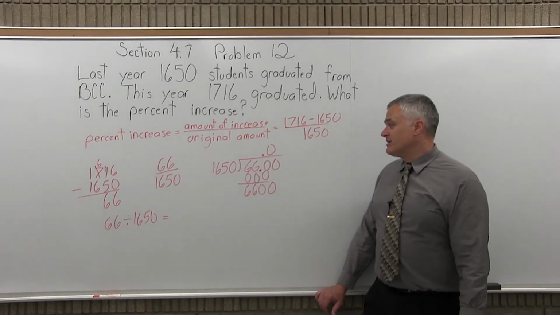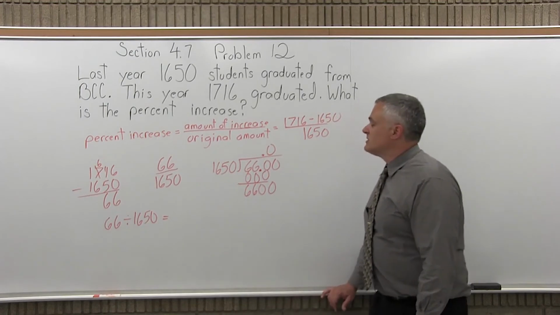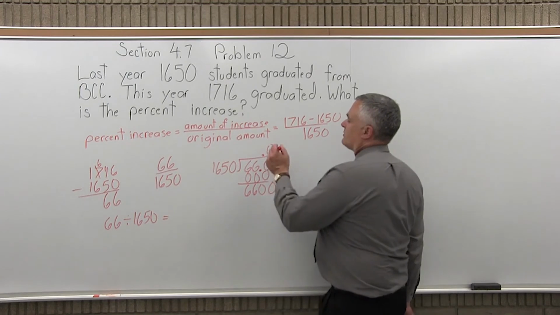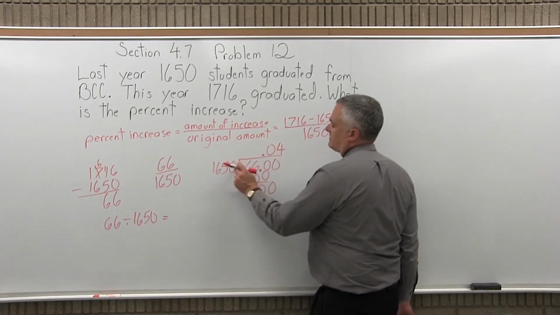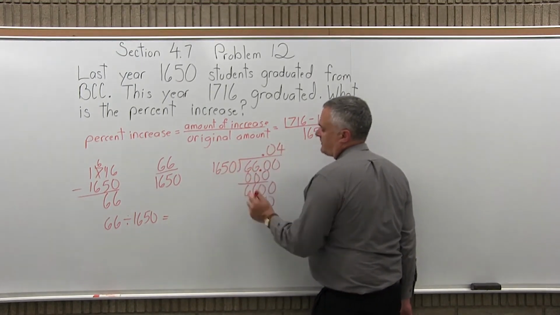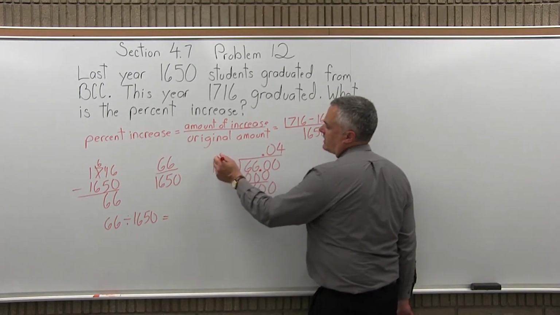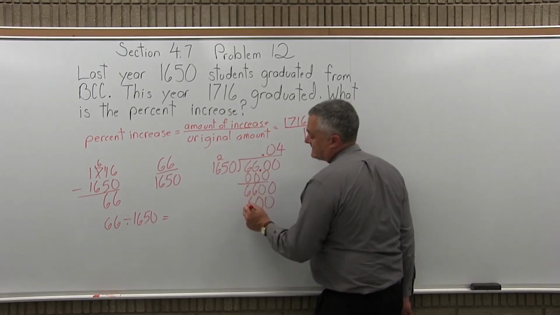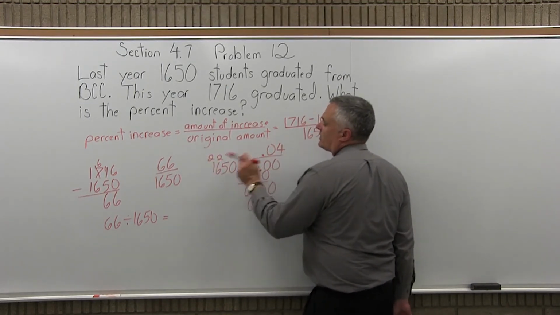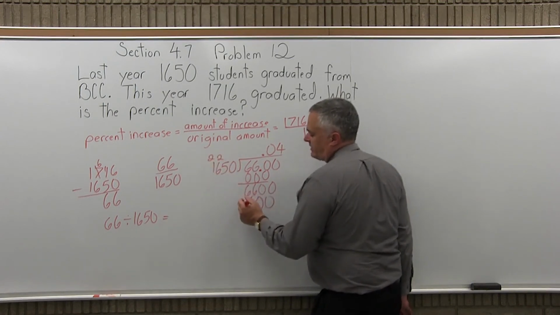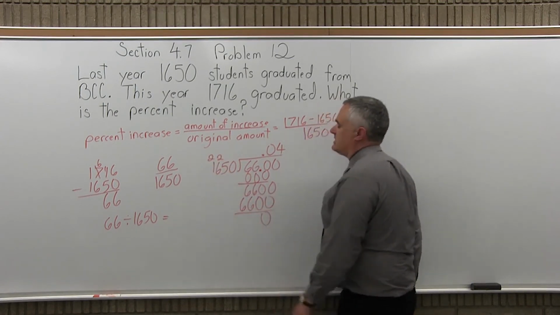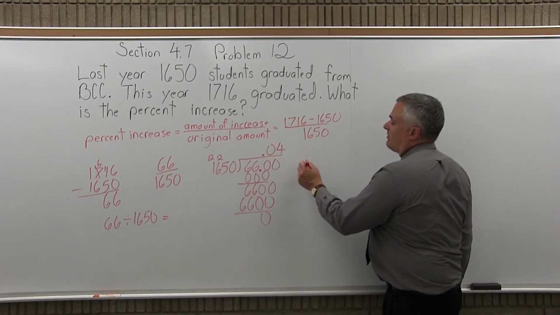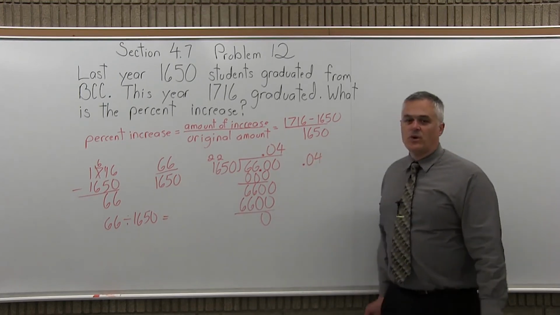Now, something times 1650, so if I have 2 of them, that's 3,300. Oh, and that's half, so 4 should work. Let's try it. 4 times 0 is 0. 4 times 5 is 20. Write the 0, carry the 2. 4 times 6 is 24, plus 2 more that we carry, 24 and 2 more is 26. Write the 6, carry the 2. 4 times 1 is 4, plus 2 more that we carried is 6, and it goes in evenly. 6,600 minus 6,600 is 0. So the answer in its decimal form is 0.04.